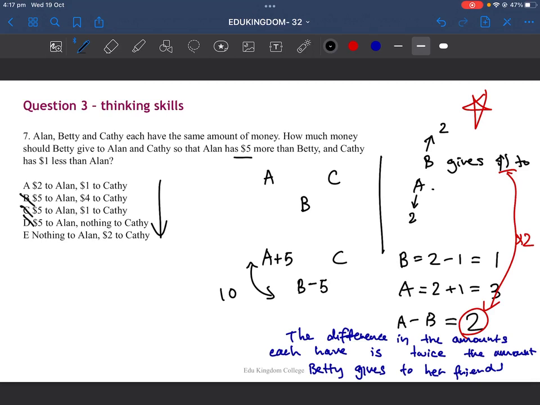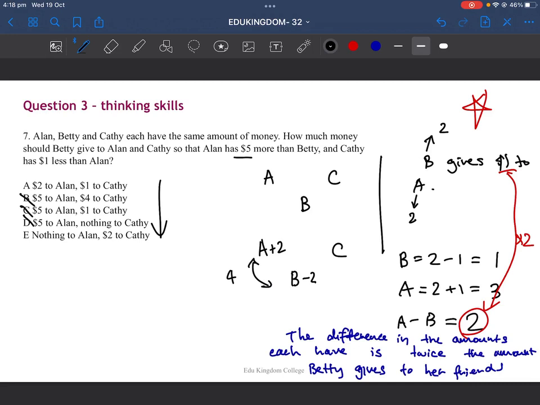All right. Now, let's go to option A, and I'll explain why this is the answer. Option A says $2 to Alan. So imagine Alan receives $2 from Betty, and Betty now has B minus 2. Then that means Alan and Betty have a difference of 4. Then you might ask, well, it's not 5, so that can't be the answer. So why are you saying A is the answer?